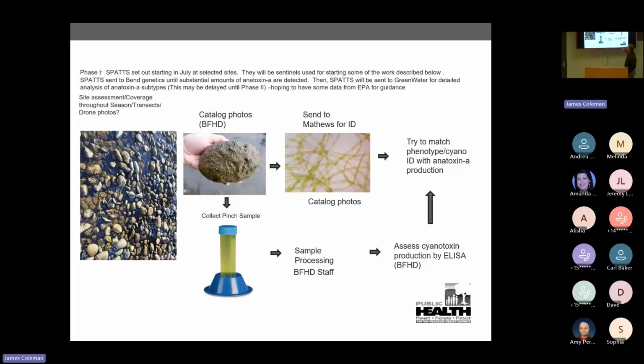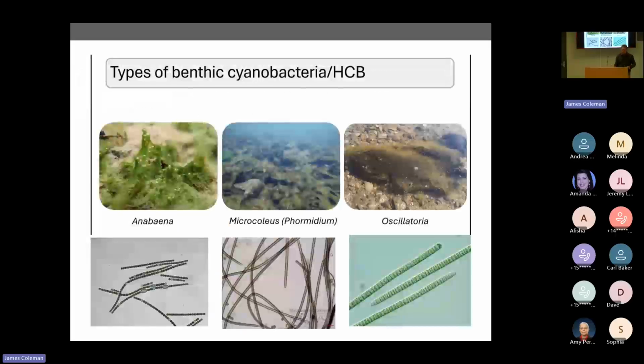And then hopefully we'll come up with this catalog of photographs, and then we'll have some tools to start moving forward. Like, this is what the hazardous algae looks like. This is where it grows. This is where you should stay away from. So that's our goal. And California, as I mentioned before, is already doing this. And so this is kind of what I hope to achieve.